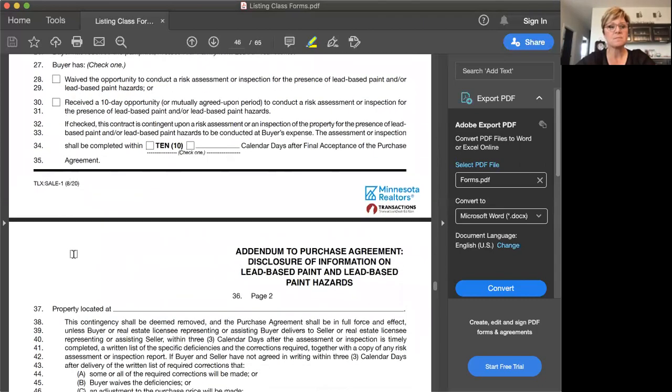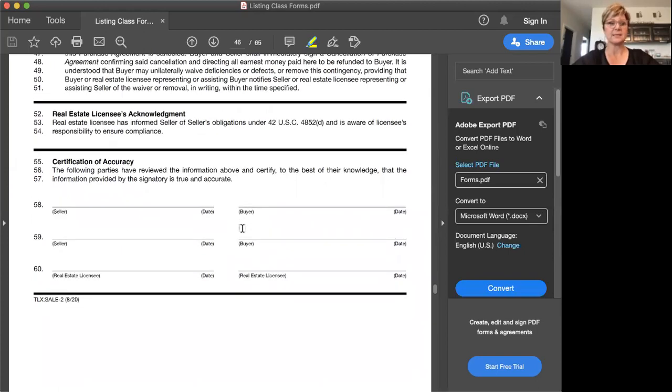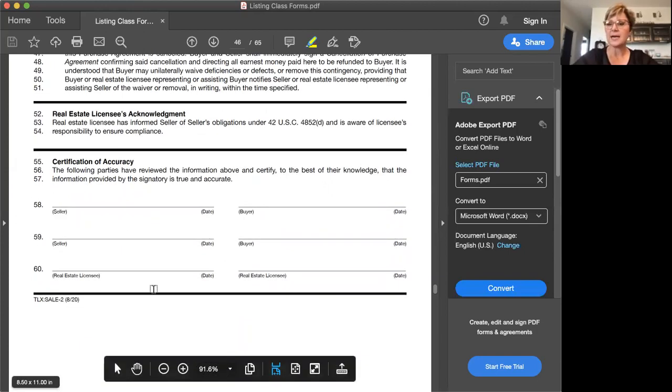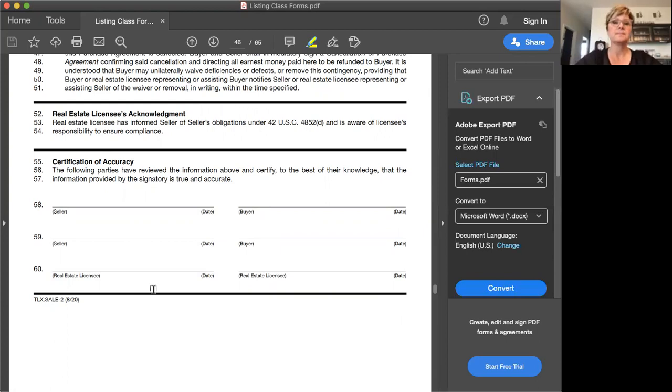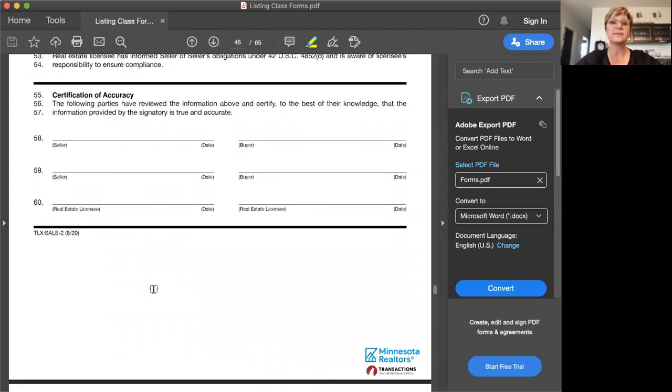Okay. And then lines 52 through 54 just say that the real estate licensee has informed the seller of their obligation. So this is saying you have told the seller they're obligated to disclose what they know. Okay, and then everybody signs it. Sellers will sign and you'll sign, and then obviously when you get the offer from the buyer, they'll sign it and put the purchase agreement date at the top. Make sense? And again, this is only for properties built before 1978.